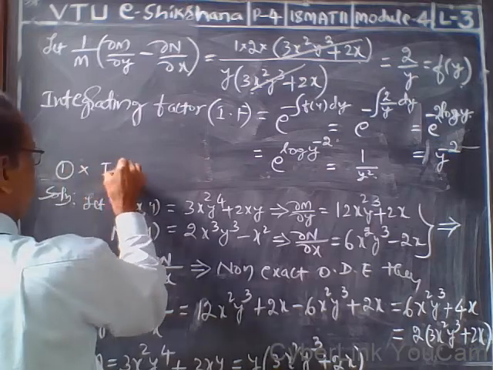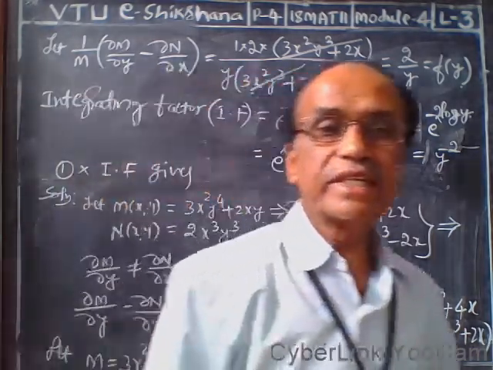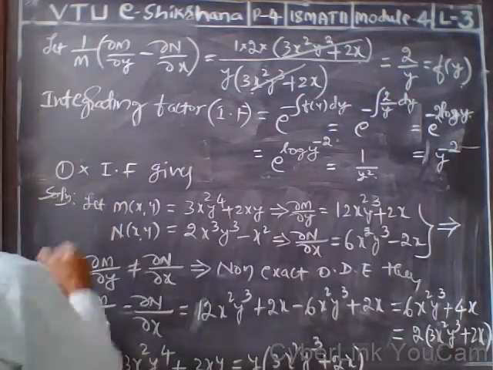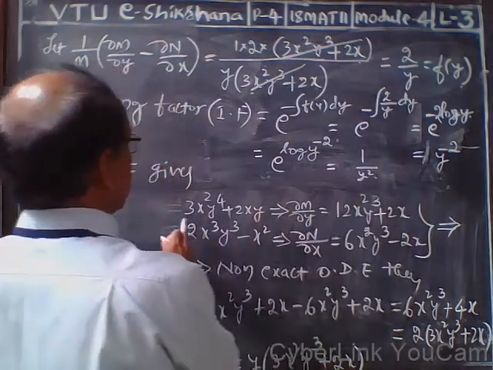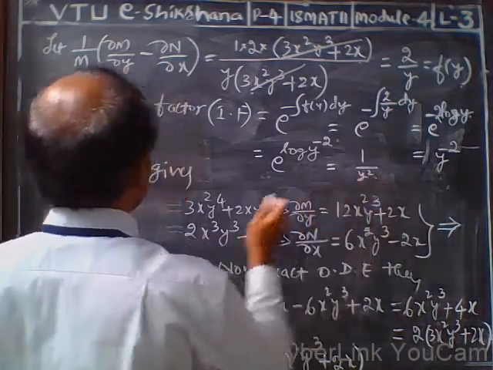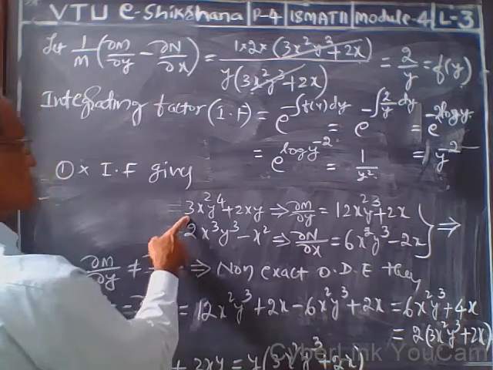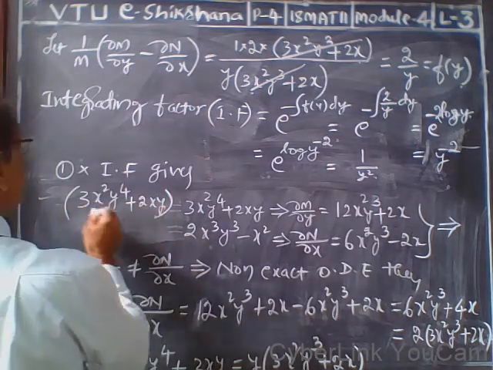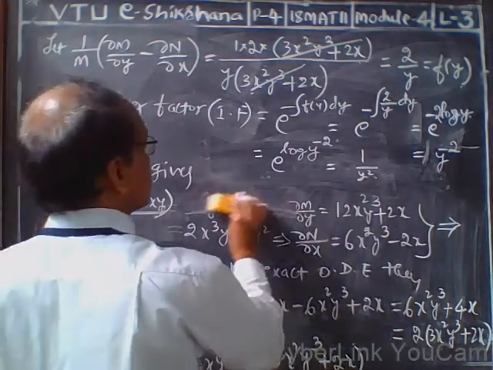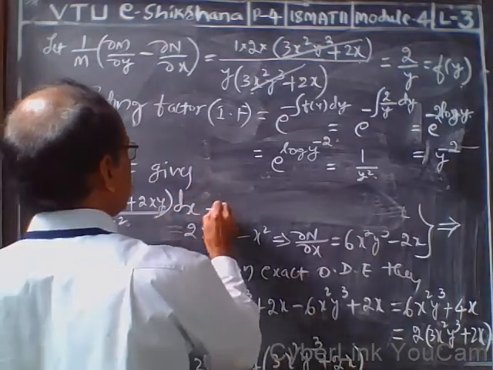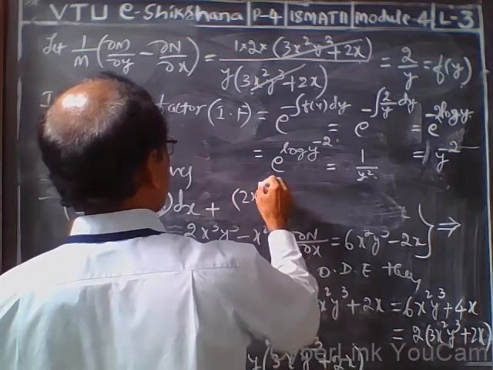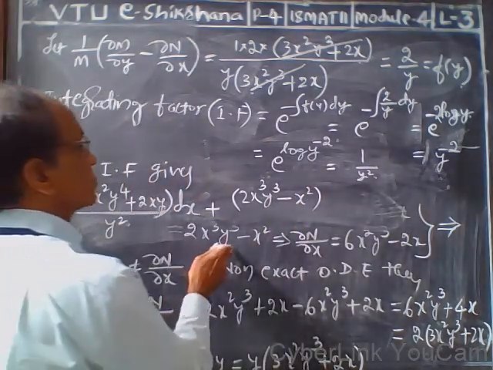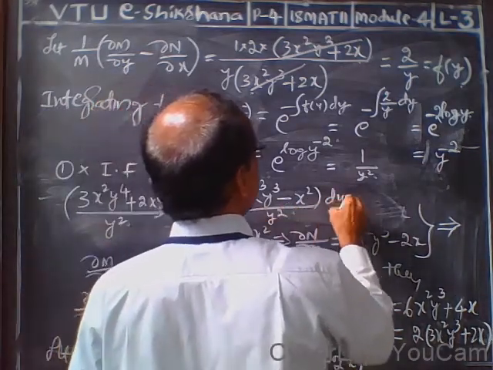Then, 1 into the integrating factor gives, the non-exact differential equation will be taken as an exact differential equation. So M value is this and N value is this one, right? 1 by y square you have to multiply. So 1 by y square, this one, 3 into x square y to the power 4 plus 2xy, divided by y square, taken with the dx, then plus 2x cube by y cube minus x square, this is also divided by y square, and then dy equal to 0.